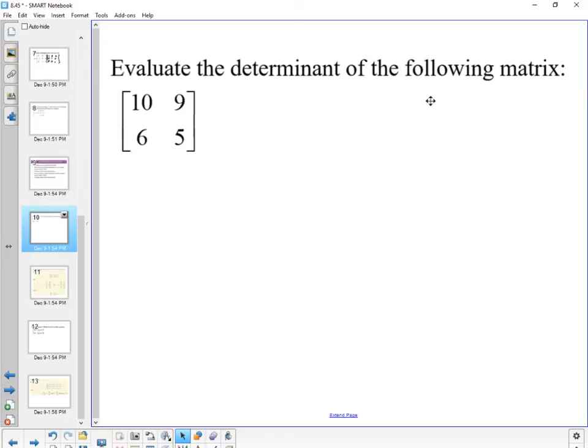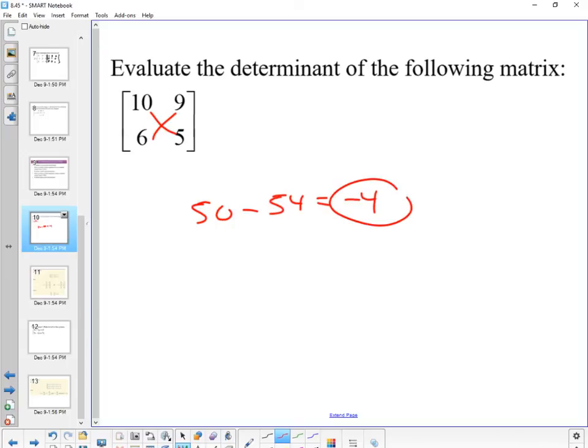So, evaluate the determinant of this matrix. I already showed you guys this in a previous lesson. What's 10 times 5? 50. Take away 6 times 9? 54. There's my determinant. Wait, was that it? Yeah.